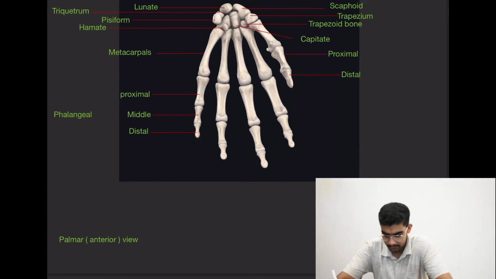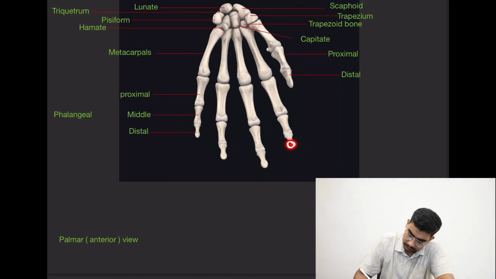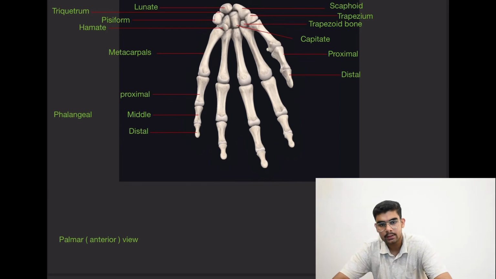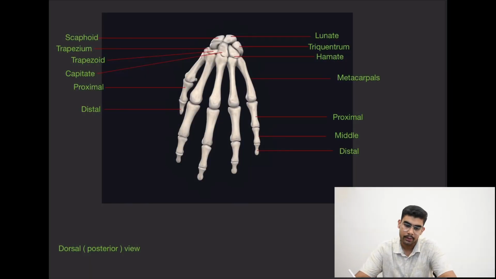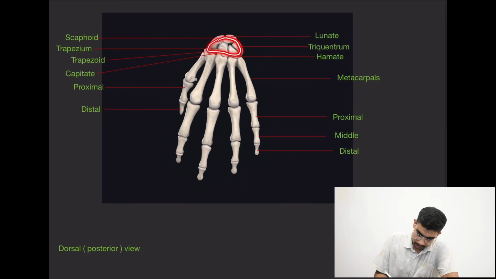Tuberosity is a swelling. As we can see here, they all consist of swelling on their end, that is, on the tip of our fingers. Important point to remember is the thumb, on the other hand, consists of only 2 phalanx, the proximal and the distal. So this is the posterior or the dorsal view of the arm. Here we can see all the carpals, the metacarpals, and the phalanx.